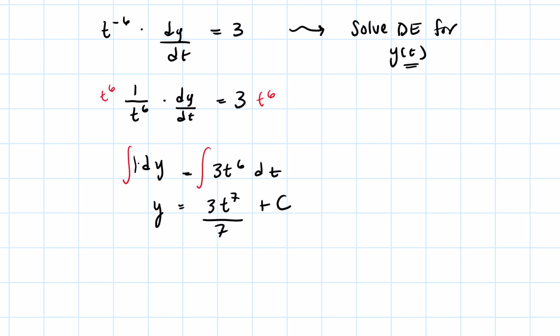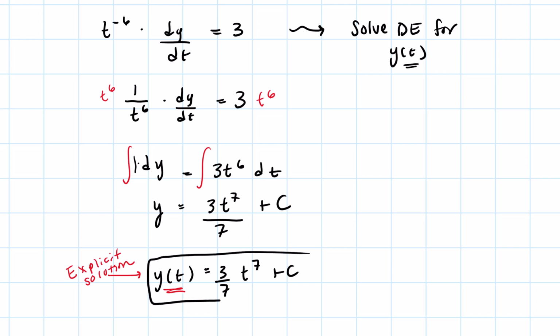Now, I'm pausing for just a second because I was looking at it, but we are able to write that explicitly. As I said, if we can, we'll do that. If not, we'll write it implicitly, just as a relationship between y and t. But we can write an explicit solution here: y as a function of t equals 3/7 t to the 7th plus c.